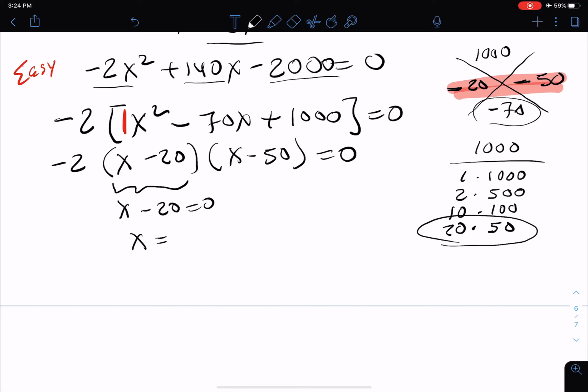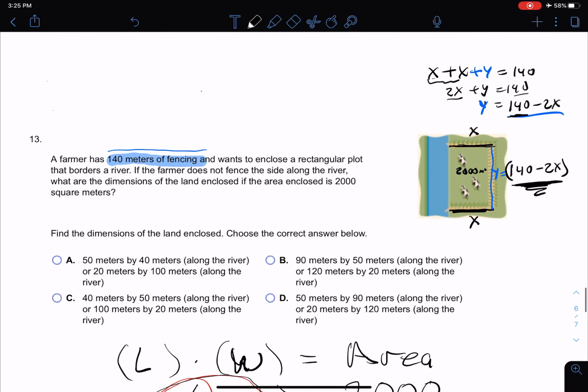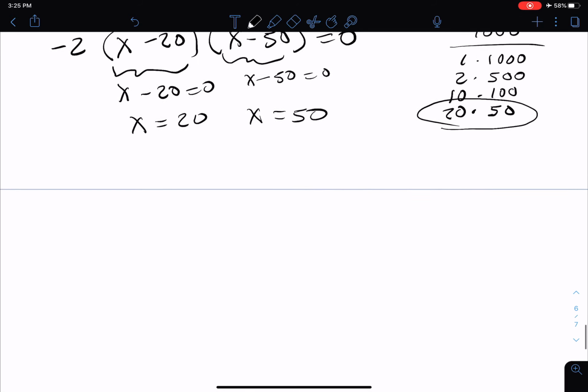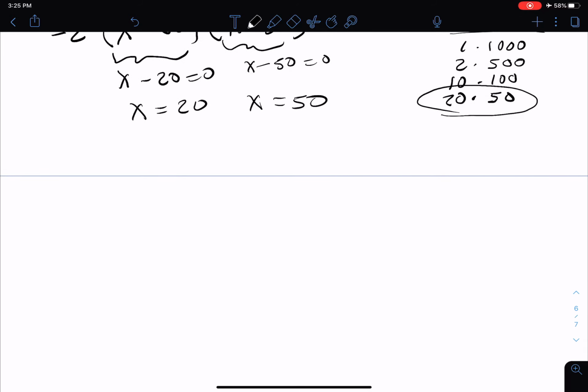So x equals 20. Set the second factor equal to 0. So x equals 50. We're actually getting two possible answers for x. They would use the same amount of fencing, 140 meters, and give us the same exact square meters inside. There's actually two values of x that will do that. Let me go ahead and draw you a picture.